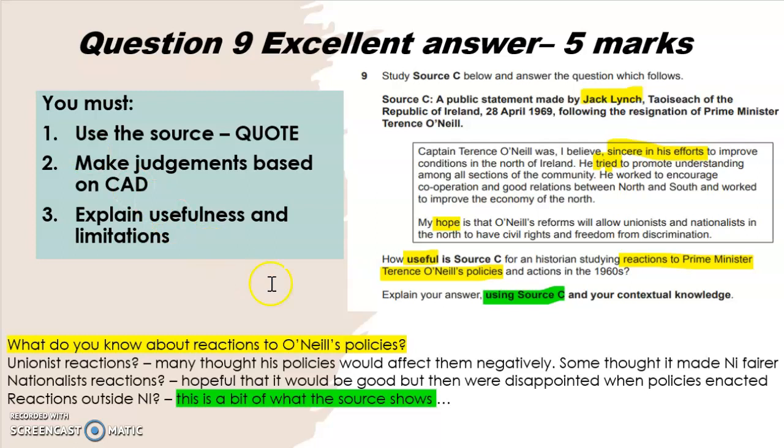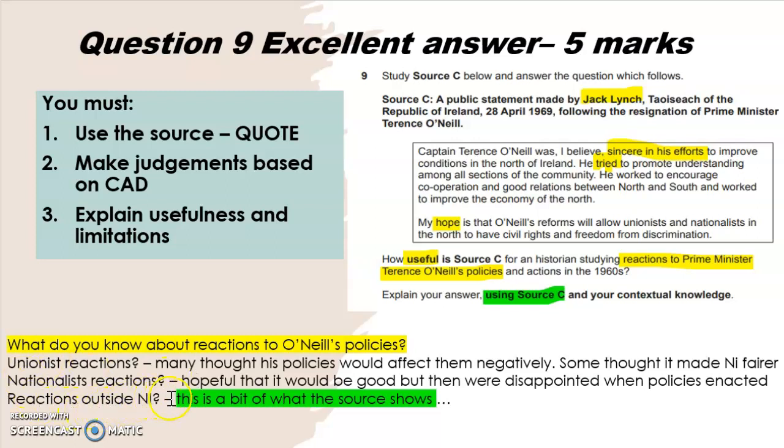Firstly, start with the question. It's all about trying to use the source to find out whether it's useful in reactions to Prime Minister O'Neill's policies and actions. You need to think, what do you know about O'Neill's policies and actions and about the reactions to them? What were Unionist reactions? In this case, many thought or feared that the policies would affect them negatively. What were nationalist reactions? Initially, they were hopeful that it would bring improvement for nationalists, but later many of them were disappointed as the policies were enacted.